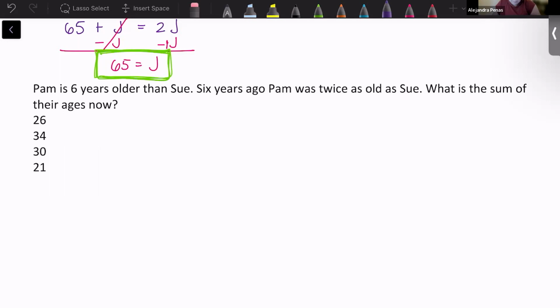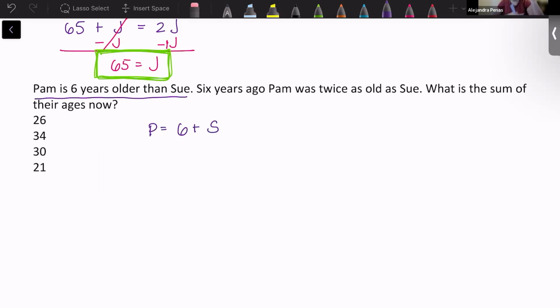All right. Pam is 6 years older than Sue. 6 years ago, Pam was twice as old as Sue. What is the sum of their ages now? Okay, so we're going to have to, again, set up 2 equations. Pam is 6 years older than Sue, so Pam is equal to 6 more than Sue.